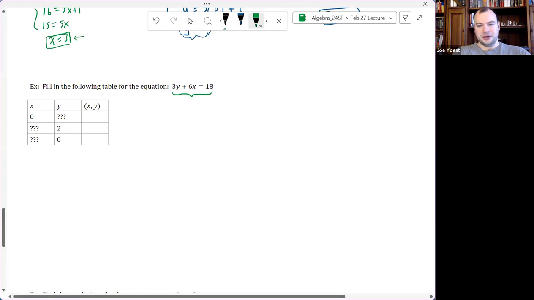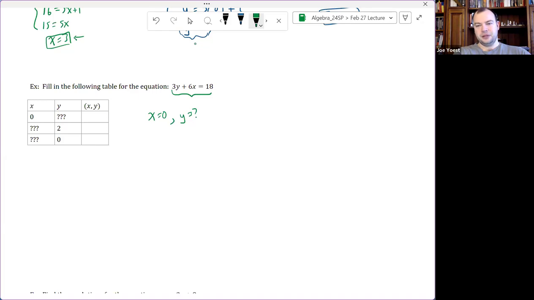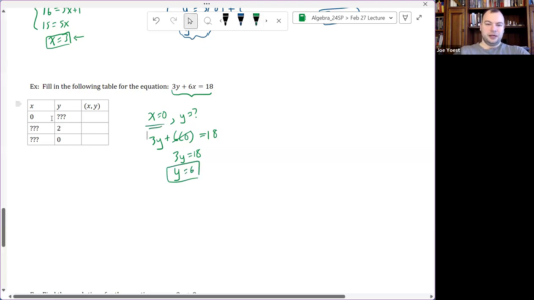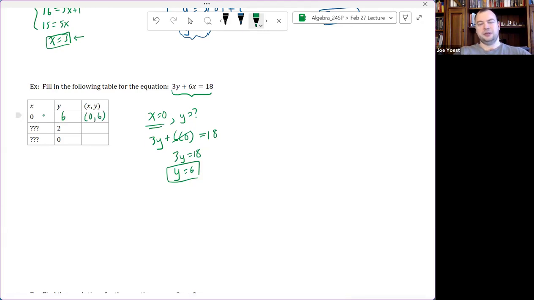So if x is 0, that means that 3y plus 6 times 0 has to equal 18. Now I can solve for y. This bit, 6 times 0, is just 0. Divide both sides by 3. So when x equals 0, y has to be 6 to satisfy this equation. And our ordered pair is 0, 6.